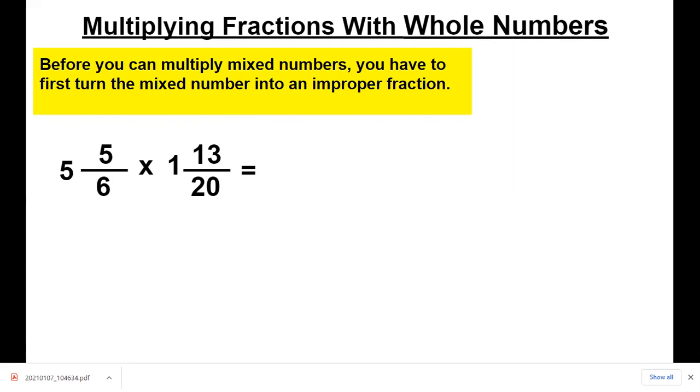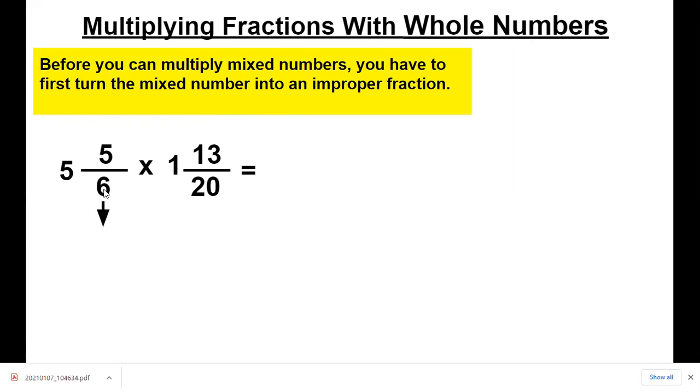How do I do that? Whole number times the bottom plus the top. Click, click. Okay, let's see 5 and 5/6. Pause the video, see if you can figure out what 5 and 5/6 is as an improper fraction, and what 1 13/20 is as an improper fraction. And then press play and see if you got it right.